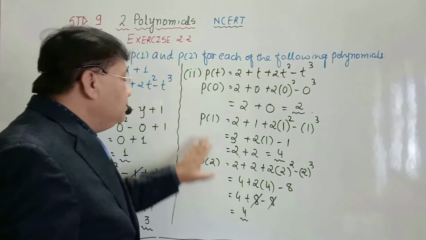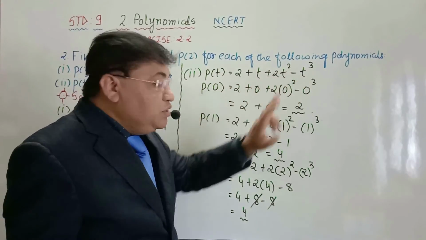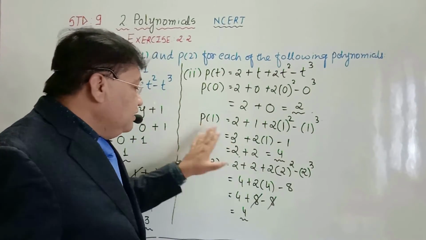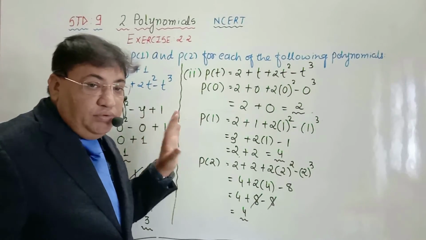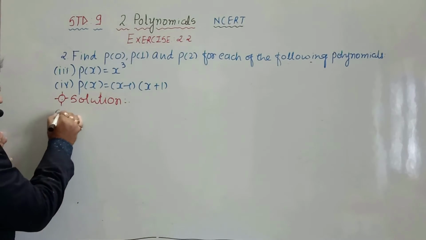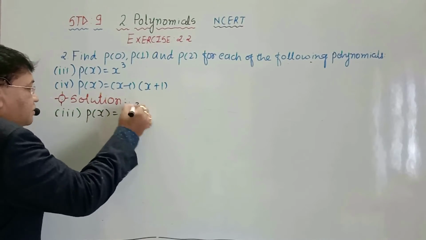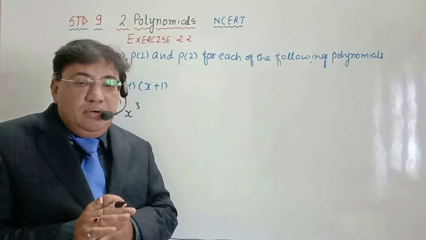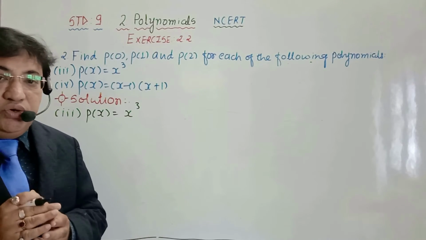So now in question number 2, P(t) is equal to 2 plus t plus 2t square minus t cube is given. And here we got P0 equals 2, P1 equals 4 and P2 is equal to 4. Now we see question number 3. Here P(x) is equal to x cube is given and we want P0, P1 and P2. So one by one, in place of x we write 0, 1 and 2.